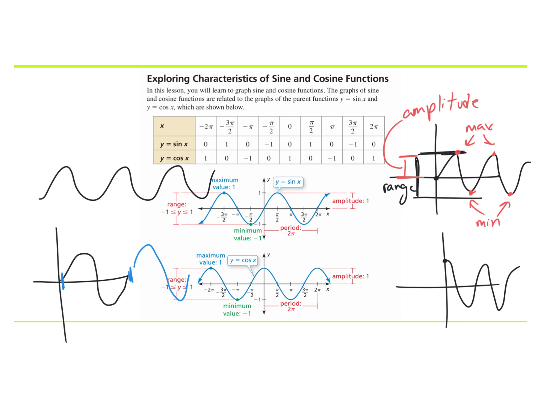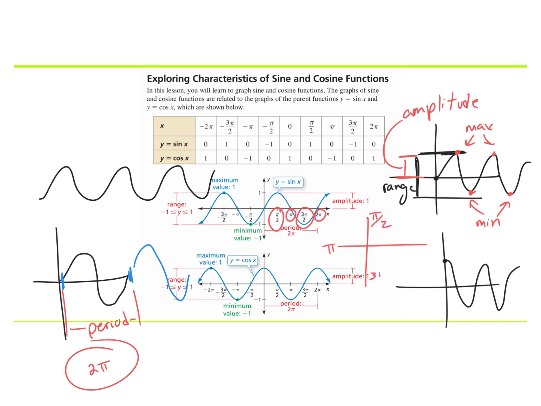Now, usually the period is based on 2 pi, which is again a full circle. So it's when we restart the graph. Now, if you notice, in both of the graphs, we have pi over 2, pi, and 3 pi over 2, and 2 pi. If you look at the unit circle, pi over 2 is right here, pi is right here, 3 pi over 2 is right here, and 2 pi is over here. So the periods are based on the axis of the unit circle.